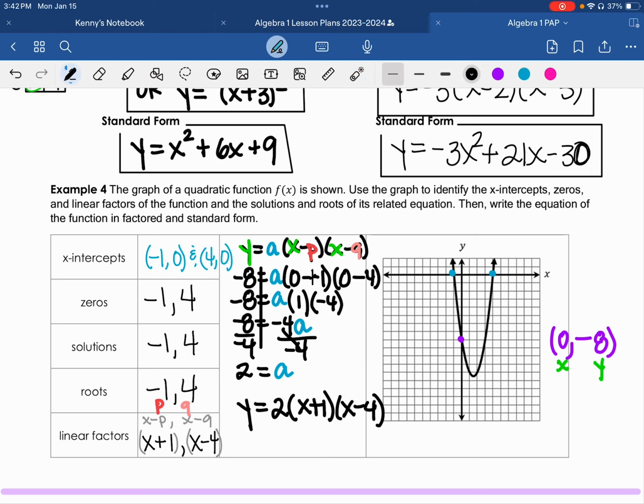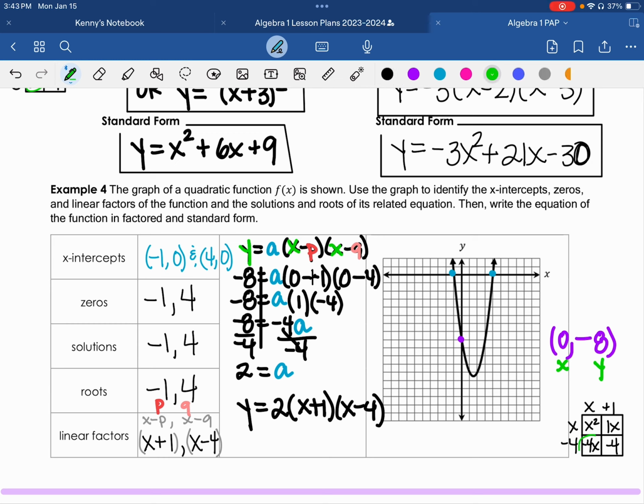Let me see. I think I have some space and I can do this really quick. I'm going to take my two linear factors, and I'm going to come over here and cut my box both vertically and horizontally, putting one at the top and then one at the side. x times x is x squared, 1 times x is 1x, negative 4 times x is negative 4x, and negative 4 times 1 is negative 4.